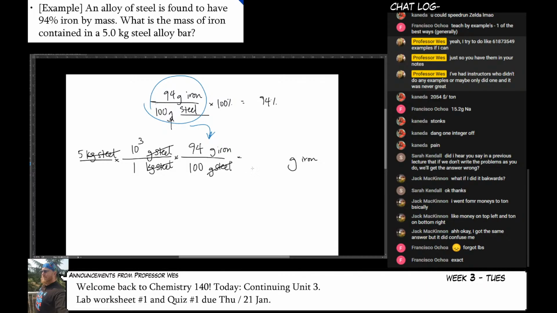When I do that... Oh, oops. I have a mistake here. Sorry. 5.0. Here's how much iron is in there. I could then turn this into kilograms if I wanted to. I didn't actually ask you which unit to put it in. So as long as you gave it to me in a mass, that'd be correct.